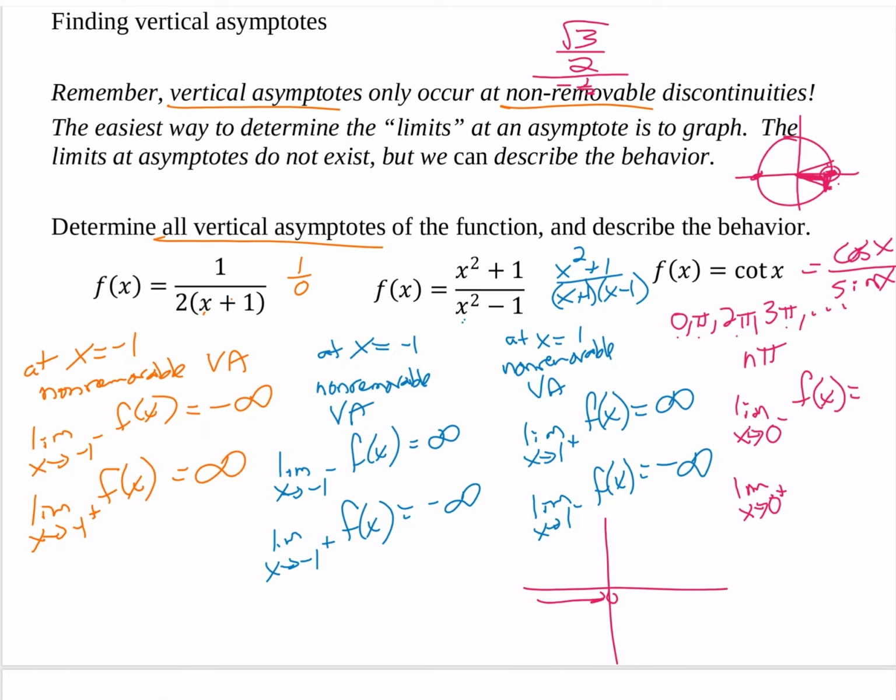As we get closer and closer to 0, this is just going to keep getting bigger and bigger and bigger. We got a negative result here, so what does that tell us? It approaches negative infinity. This one approaches negative infinity.